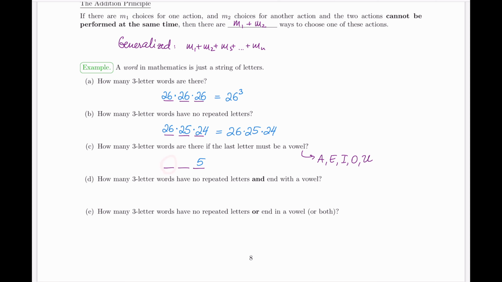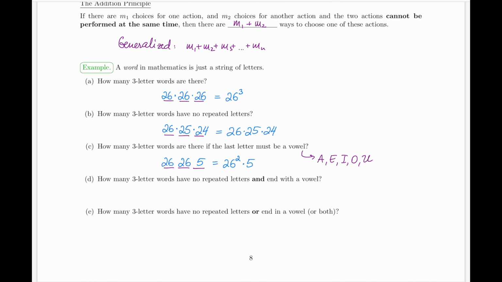So for the first letter, I have 26 choices. And for the second letter, I again have 26 choices. Now notice that once again, I'm in the multiplication principle. I have to pick the first letter, that can be anything, and the second letter, that can be anything, and the last letter, that has to be one of these 5 vowels. So altogether, I'm going to have 26 times 26, so 26 squared times 5.